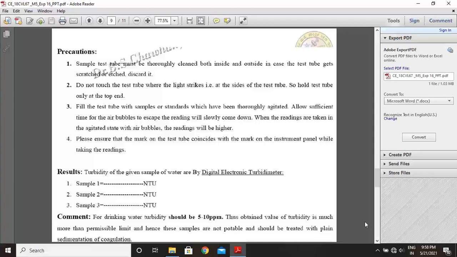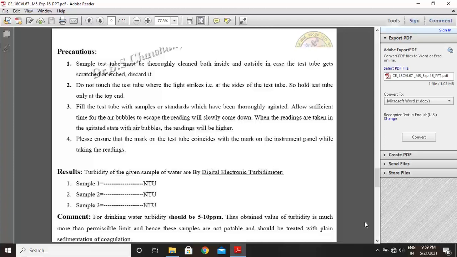Third precaution is to fill the test tube with samples or standards which have been thoroughly agitated. Allow sufficient time for the air bubbles to escape; the reading will slowly come down. When readings are taken in the agitated state with air bubbles, the reading will be higher. So this is the most important precaution. Please ensure that the mark on the test tube coincides with the mark on the instrument panel while taking the readings. This is also a most important precaution.